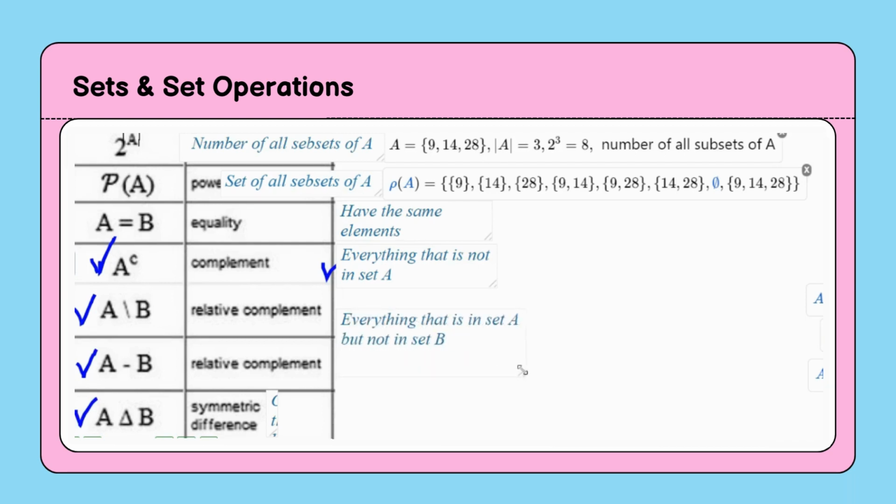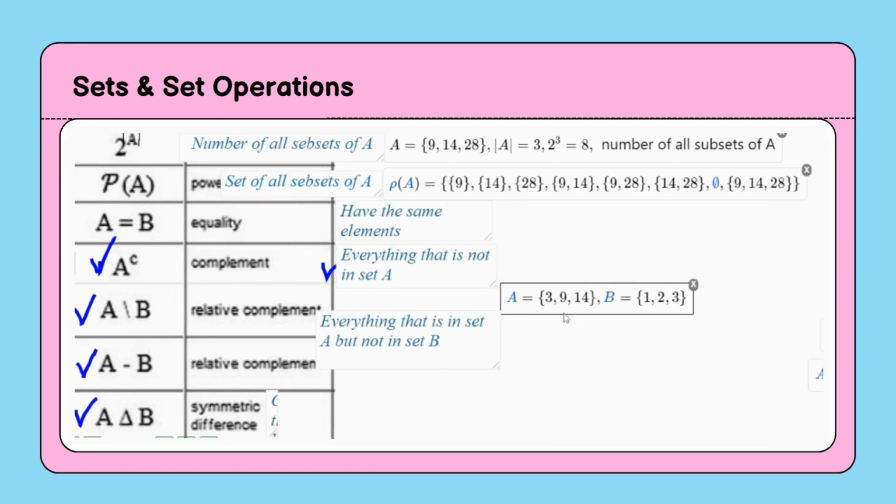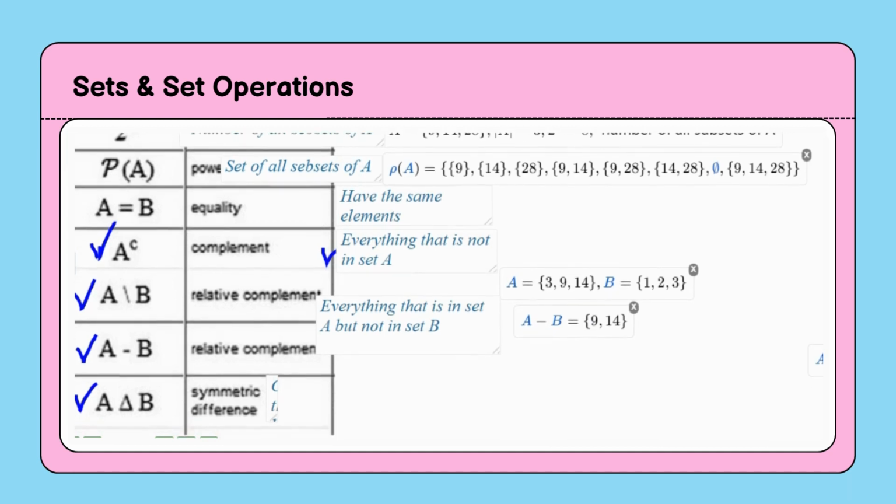So the relative complement, which we write with A minus B, or the backslash, is everything that is in set A but is not in set B, so A minus B. Here are 2 examples of set A 3, 9, 14, set B 1, 2, 3. A relative complement B is 9 and 14. 9 and 14 are everything in A, but they are not in B. So as you can see here, 3, which is in A and in B, so it belongs to their intersection, would not be in the relative complement set.